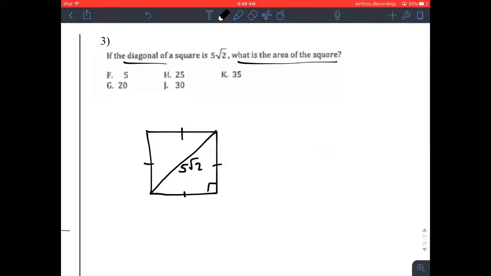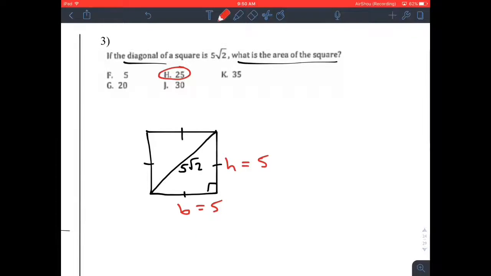To find the area, we have to know the length of the base and the height. Since it's a square, the base and the height are going to be the same value. So if you know anything about special right triangles, which we haven't talked about yet, you would know that each of these are 5. So the area is 5 times 5, which is 25.